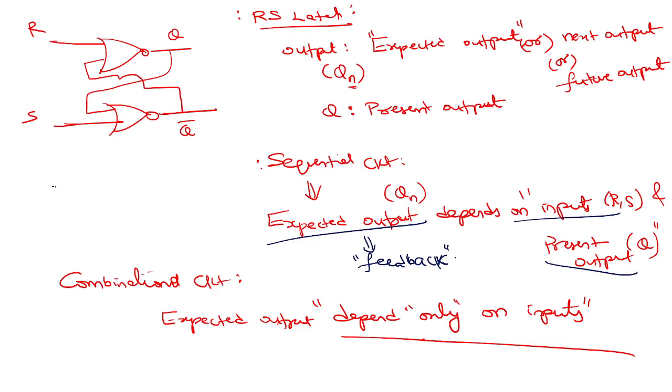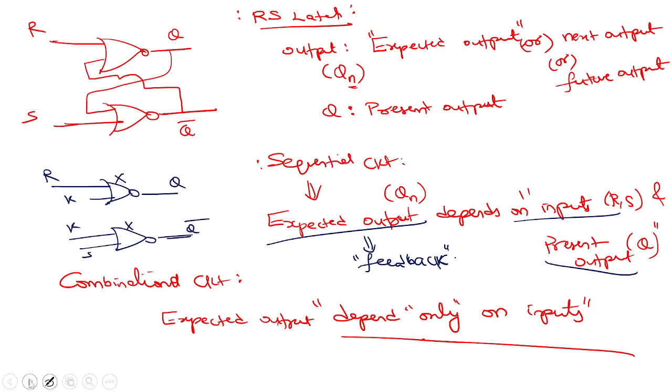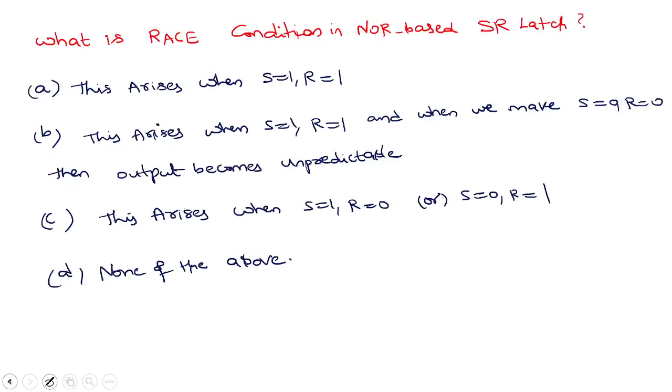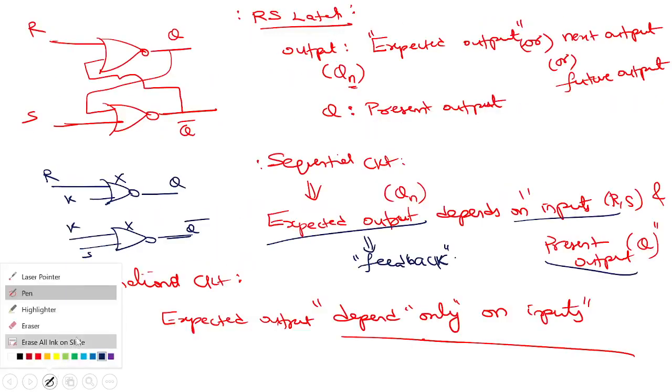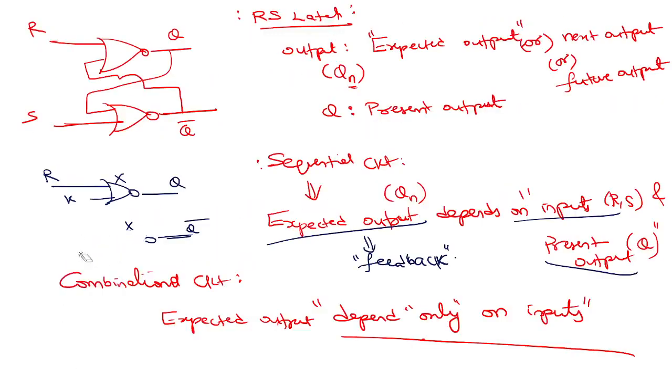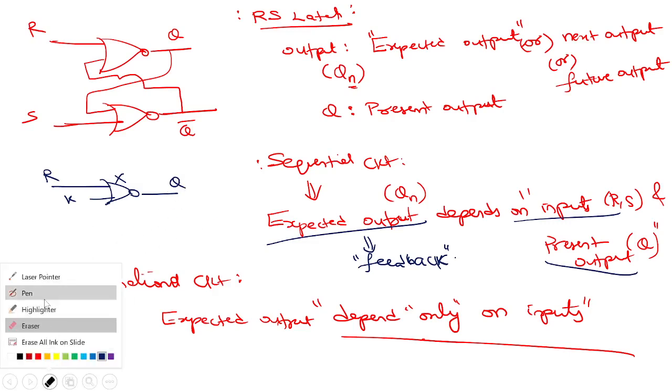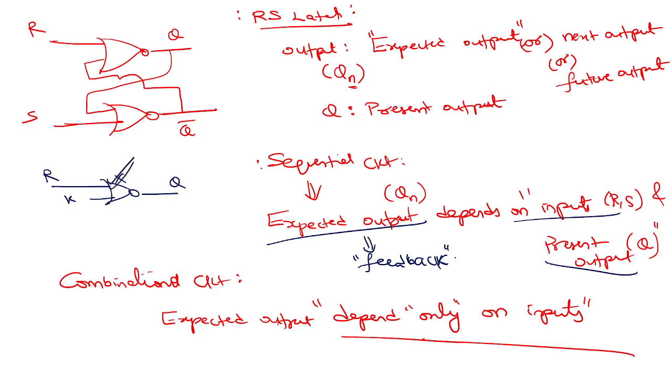Let's say, for example, I just have something like this. Let's say R, S, and Qn. Right here, the output depends on the delay of one of the gates. Let's say I take one gate, for example. Your Q is decided by just one gate, and the delay is also decided by this gate.